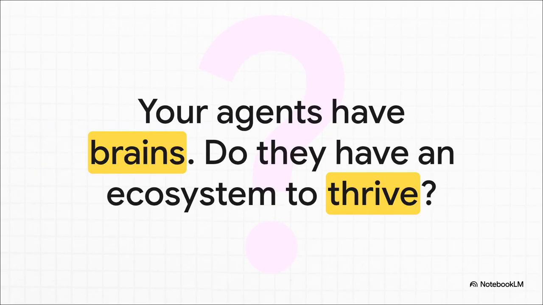So I guess the final question is this. You're already building agents with these incredible cognitive abilities. You're giving them brains. But are you also giving them the robust, scalable, and manageable ecosystem they need to not just survive, but to truly thrive in production?